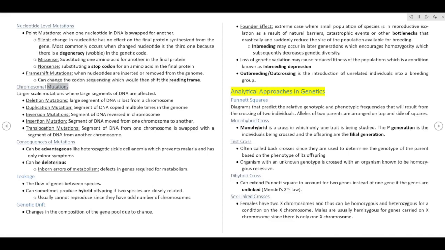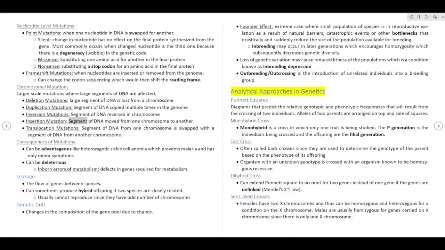Chromosomal mutations. Larger scale mutations where large segments of DNA are affected. Deletion mutations, where a large segment of DNA is lost from a chromosome. Duplication mutation, where a segment of DNA is copied multiple times in the genome. Inversion mutations, where a segment of DNA is reversed in a chromosome.